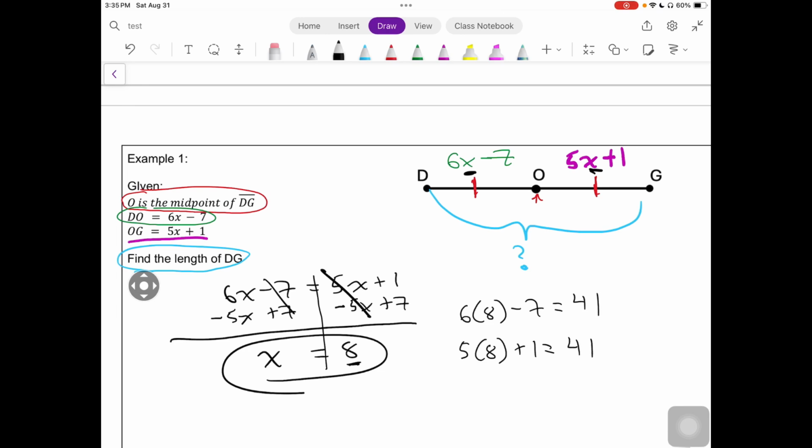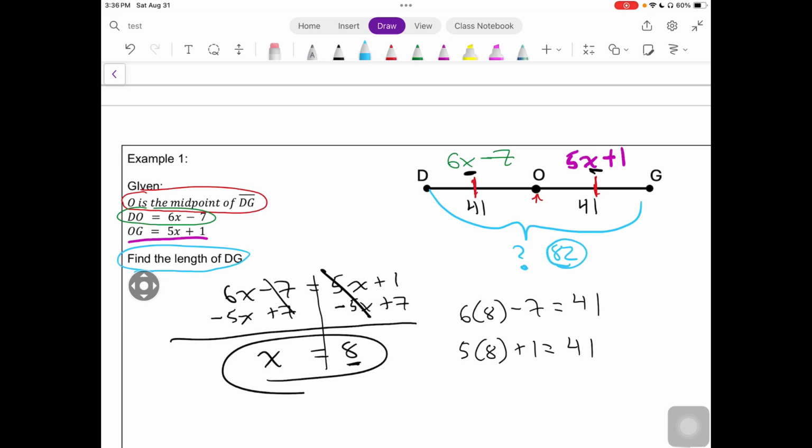This is a good way to check your work. You can plug the 8 into both, or you only need to plug the 8 into one because we know that they're the same. So they are both 41. And then to answer the question, what is the length of DG, the entire thing? It's going to be 41 times 2, or 41 plus 41, and we are going to get 82.